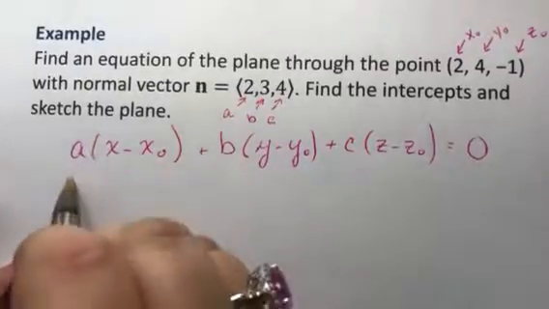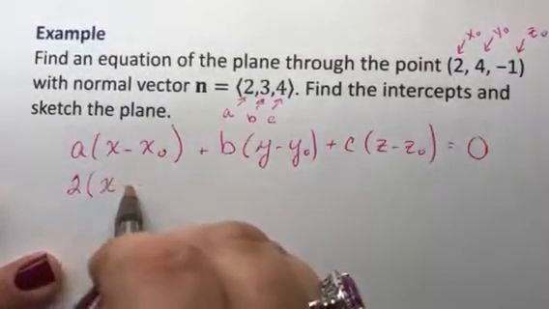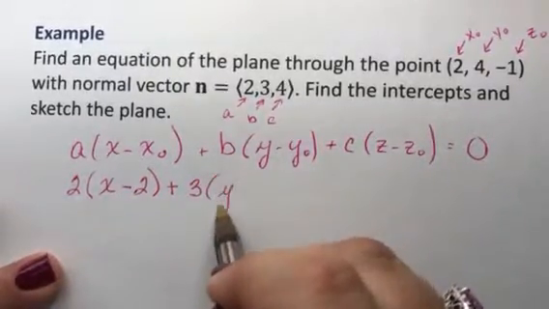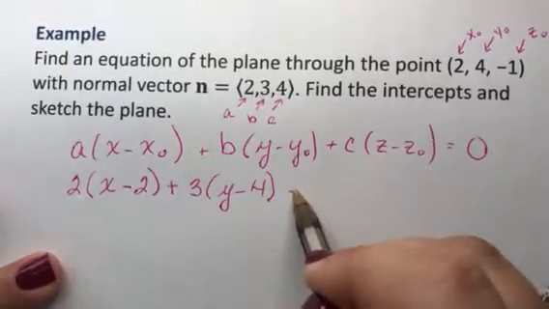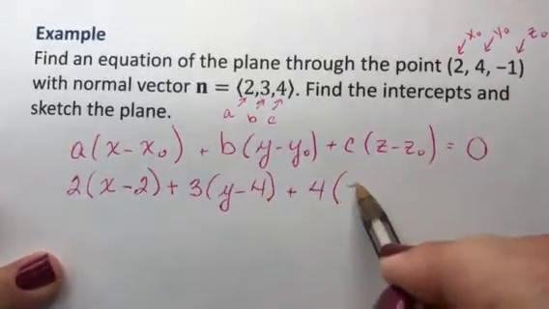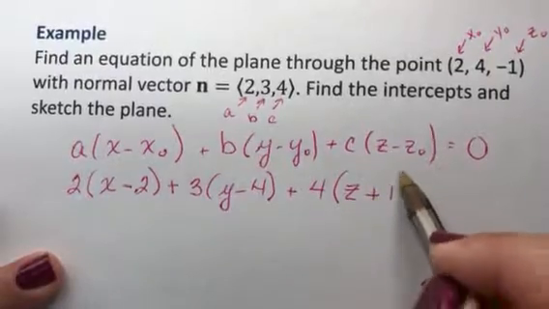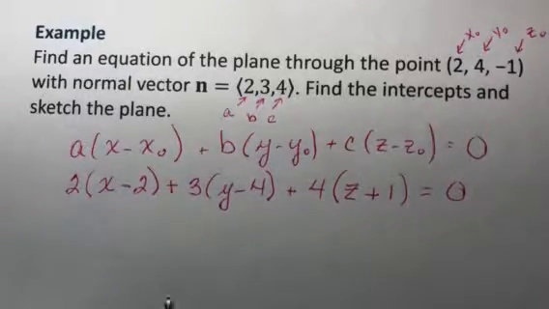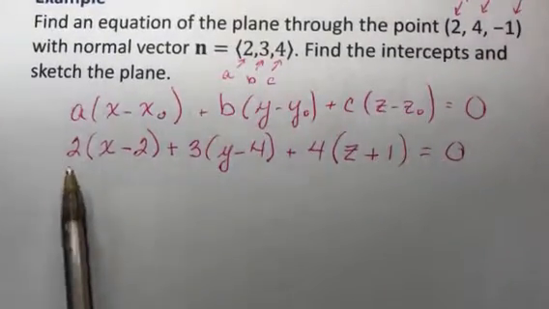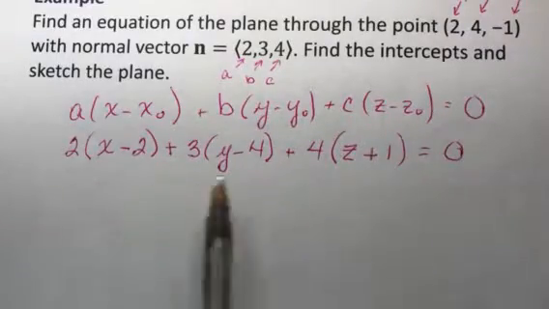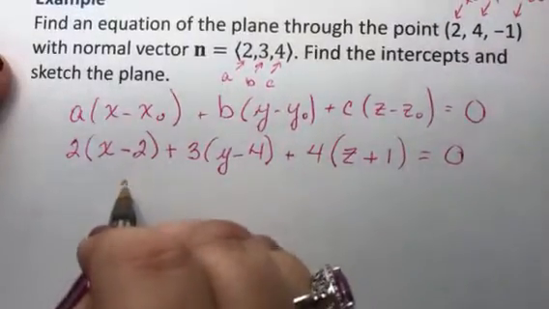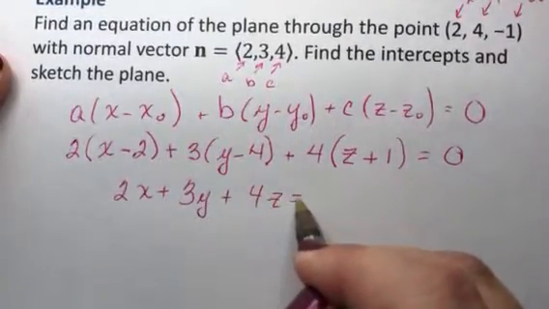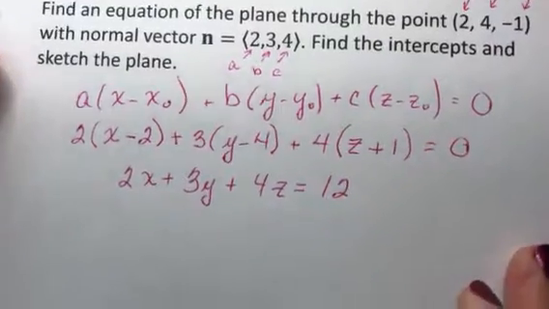All right, so A is 2, x minus the x coordinate, plus B, y minus the y coordinate, plus C, z minus the z coordinate. Minus a minus makes a plus. And one of the things we could do to what I just wrote is distribute, collect all my constants together, and I can rewrite this as 2x plus 3y plus 4z equals 12. So all I did was move the constant to the other side.